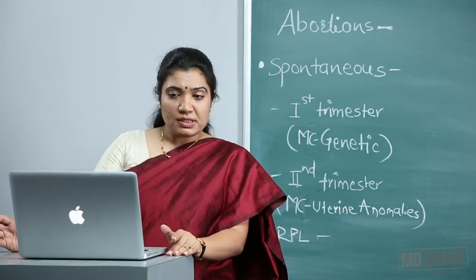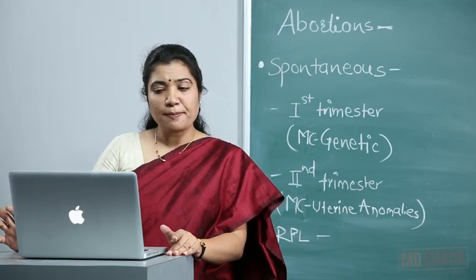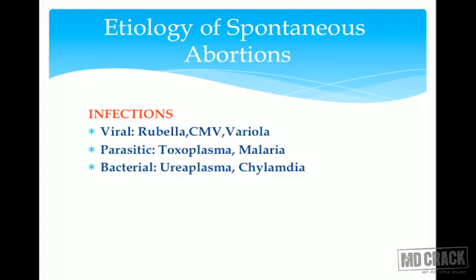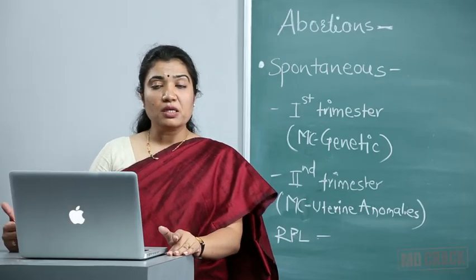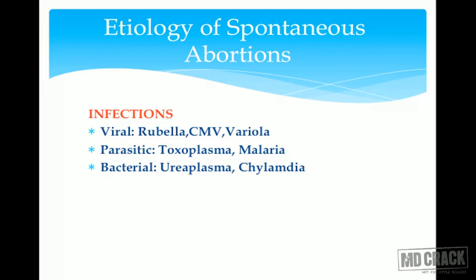Going towards the next cause, infections. These infections will again lead to second trimester abortion rather than first trimester. And the infections are viral, parasitic and bacterial. Viral in the form of rubella, cytomegalovirus, varicella. Parasitic, you all know the TORCH group, toxoplasma, malaria. Bacterial, ureaplasma and chlamydia. These are the bacterial infections which will lead to abortions.